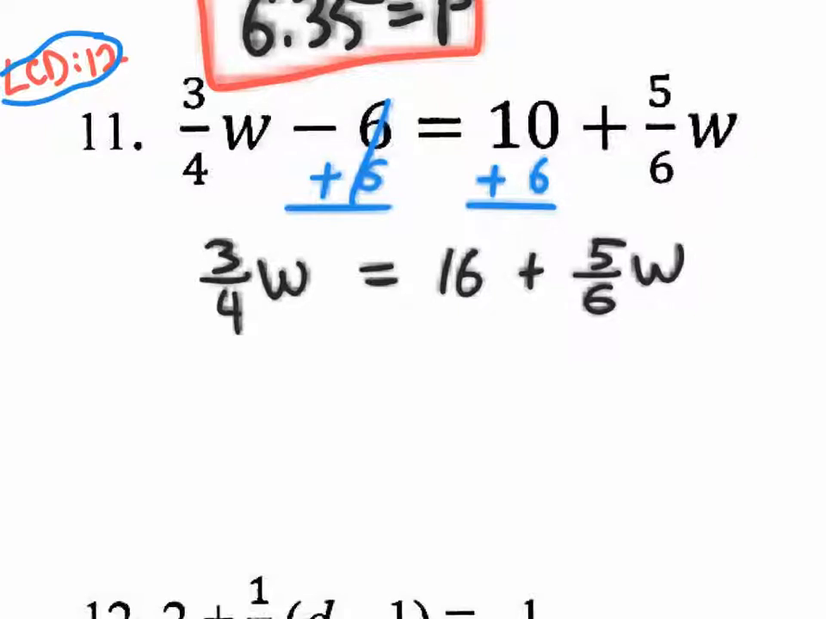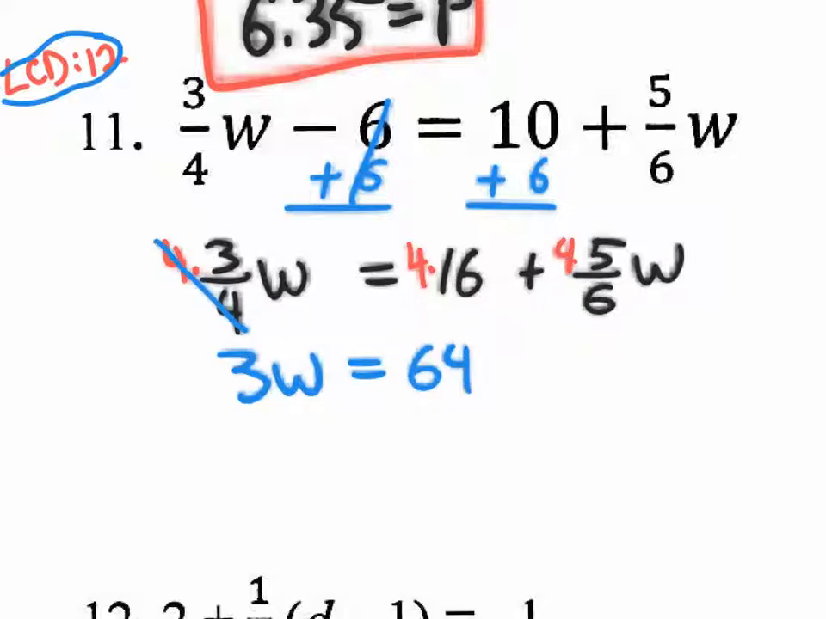So let's multiply everything by 4. So check this out, times 4, times 4, times 4. Now, the 4 over 4 will cancel, so you will have a 3w left over equals 4 times 10, plus 4 times 6, so that's 40 plus 24, that's 64. And of course, you could use a calculator.